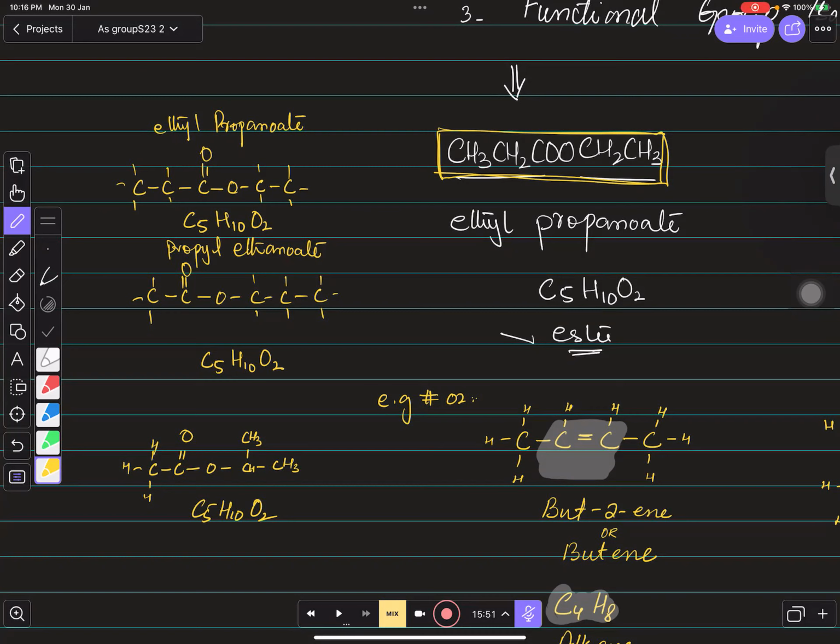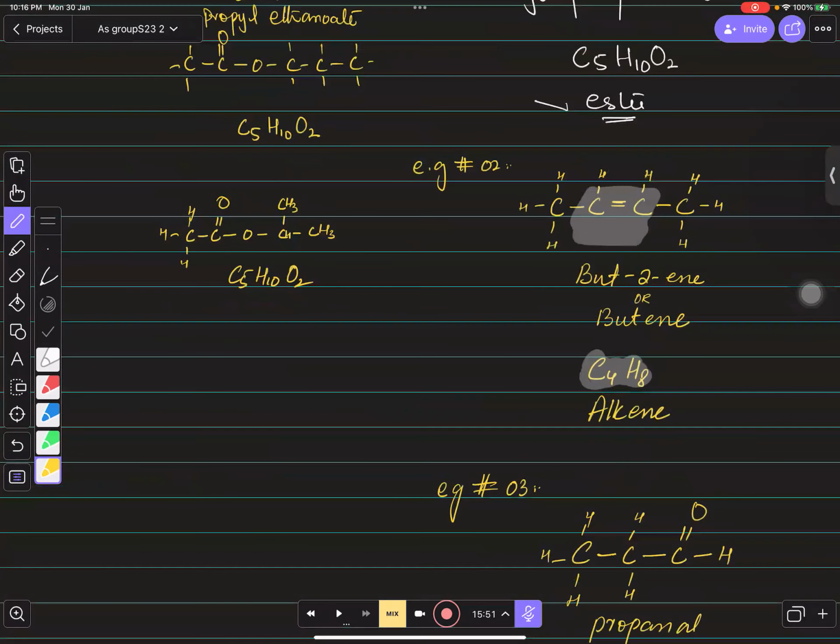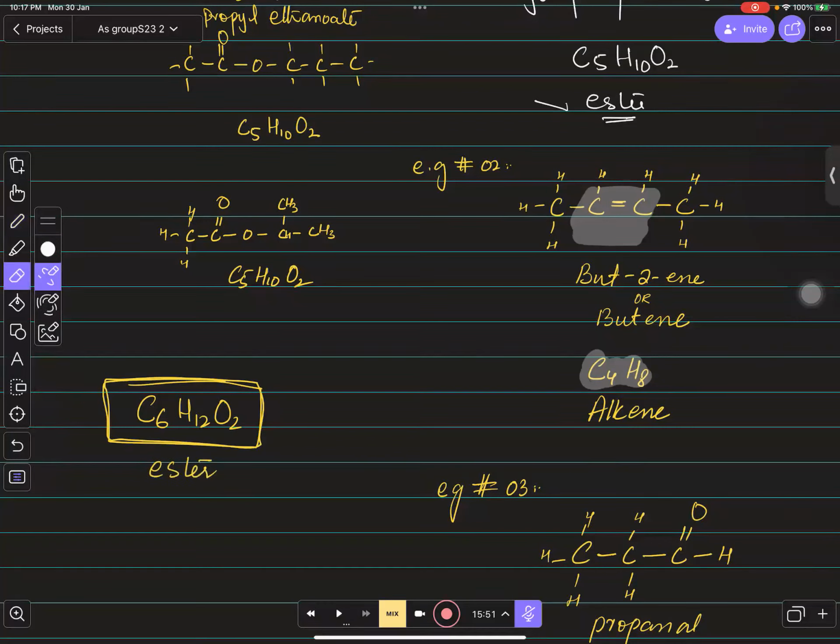Yes, sir. चलें, अभी मैं आपको दे रहा हूं एक और फॉर्मूला। Suppose you have C6H12O2. Just draw the maximum number of isomers of this, and I am telling you that this is an ester, so you need to draw all compounds in which you just have ester linkages.